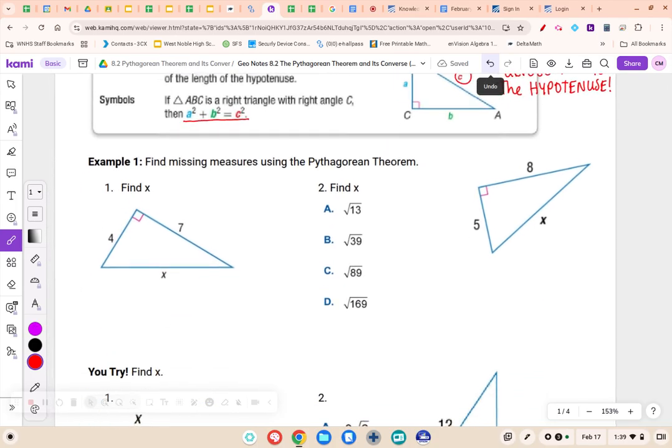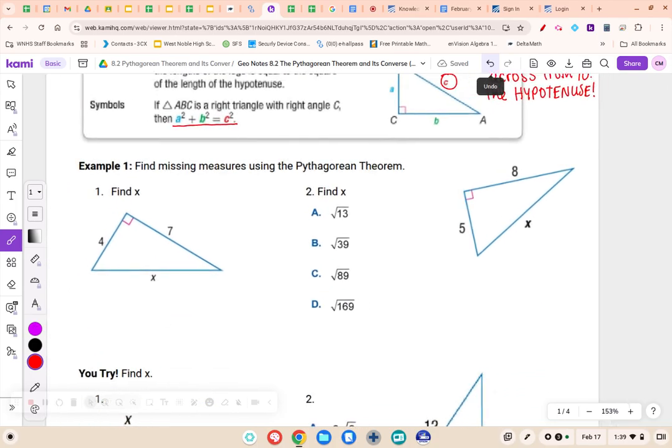So we're going to practice some Pythagorean theorem. We've done this many times before. These should go really quick. Our formula is a squared plus b squared equals c squared. x is across from the 90, so it has to be c. a and b, like I just said, are interchangeable. So I have 4 squared plus 7 squared equals x squared.